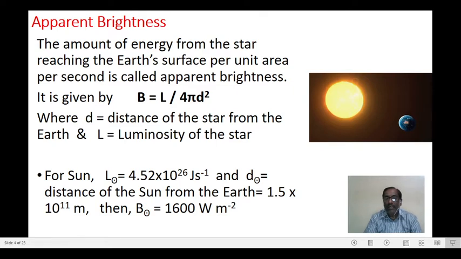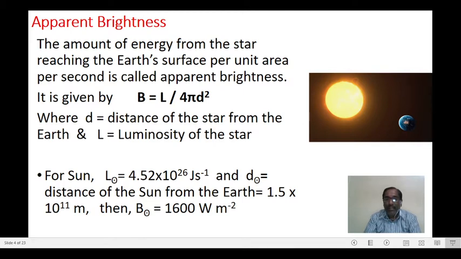Next, apparent brightness. The amount of energy from the star reaching the Earth's surface per unit area per second is called apparent brightness. It is given by B equals L by 4 pi d square, where L is the luminosity of the star and d is the distance of the star from the surface of the Earth. So apparent brightness is inversely proportional to the square of the distance. If the star is nearer to the Earth, its apparent brightness will be more. If the star is moving away from the Earth, its apparent brightness decreases.